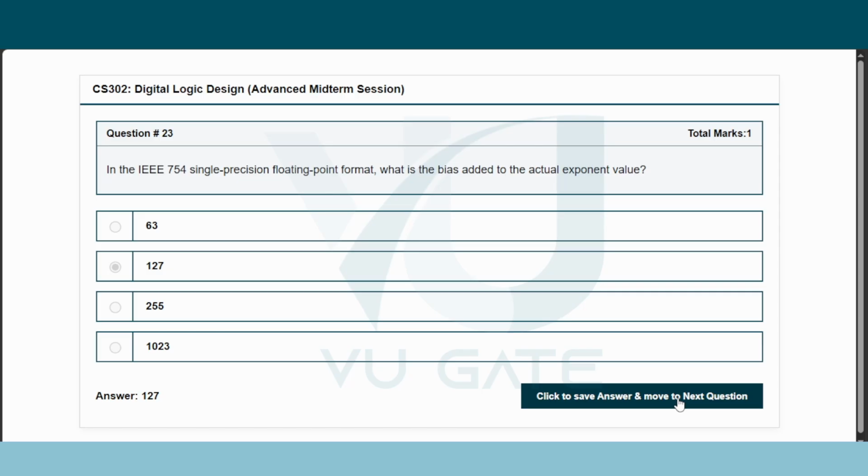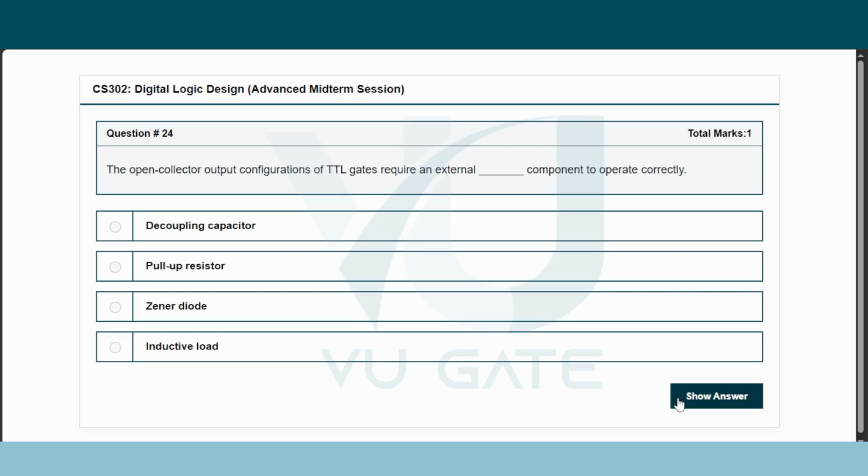Heading to question 24. The open collector output configurations of TTL gates require an external blank component to operate correctly. The correct answer is pull-up resistor. Next is question 25. Which combinational system resolves conflicts when multiple output lines attempt to become active simultaneously? The correct answer is priority encoder.